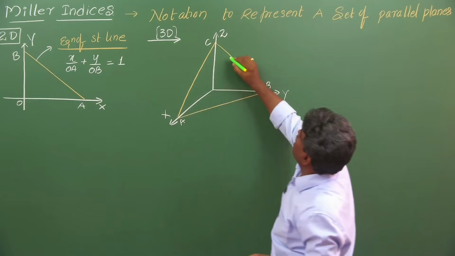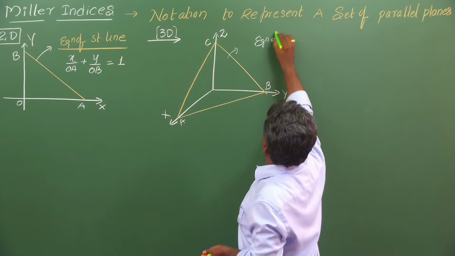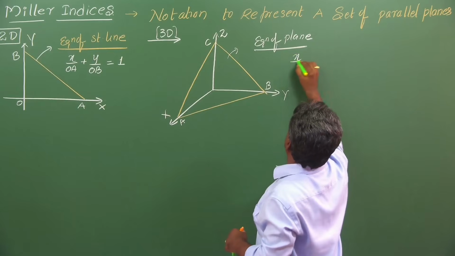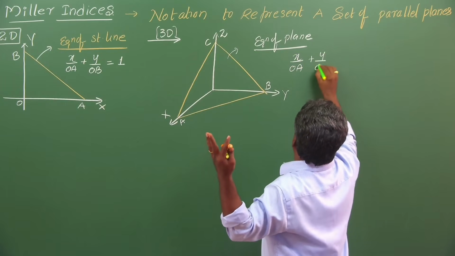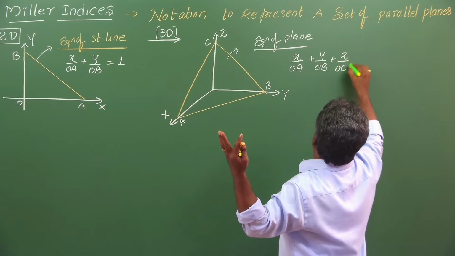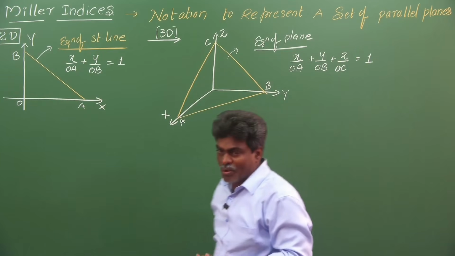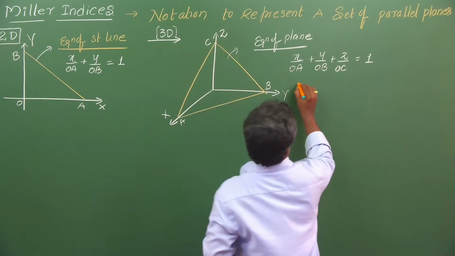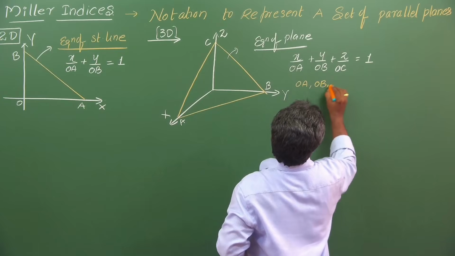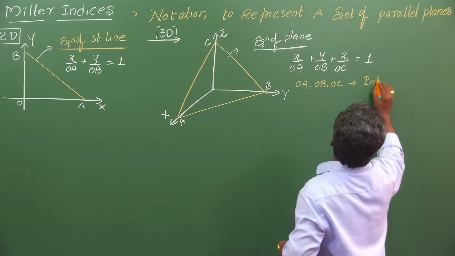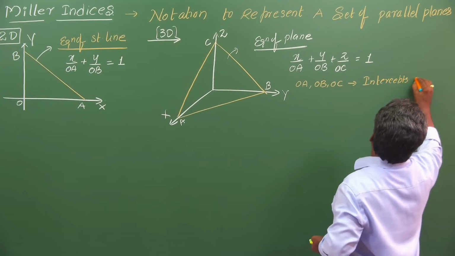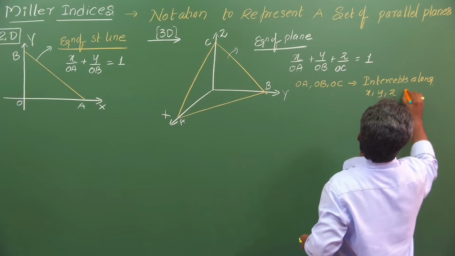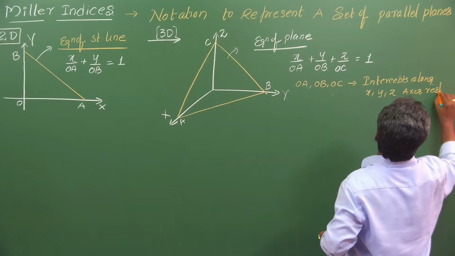So how to get the equation of this plane? The equation of the plane is just similar to this equation of line. Come on, say: x by OA plus y by OB plus z by OC equal to 1, where OA, OB, OC are intercepts along x, y, z axis respectively.